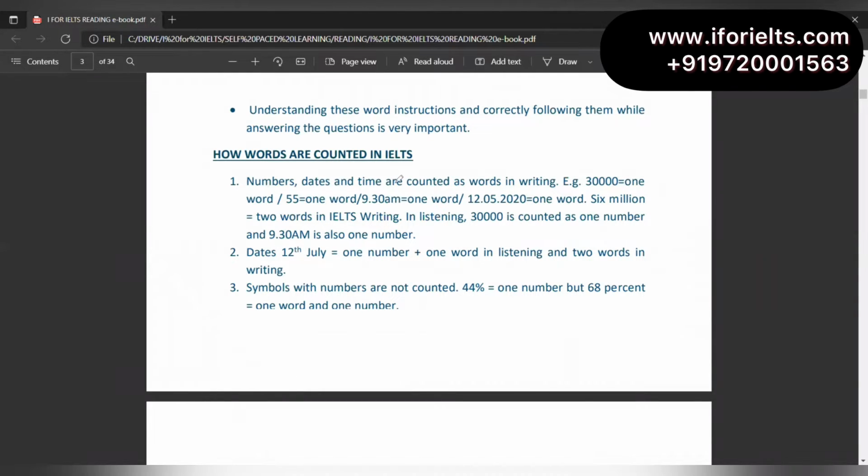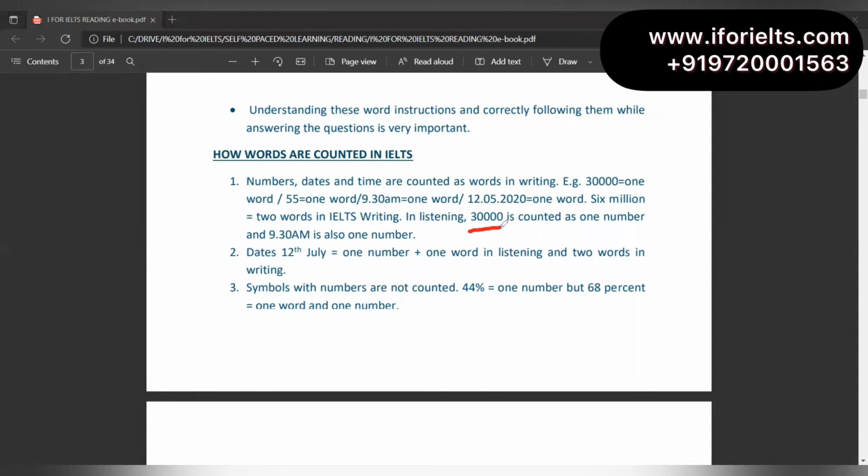Numbers, dates, and time are counted as words in writing. For example, 3,400 is one word. 5 is one word. 9:30 a.m. without any space in between is also counted as one word. A date which is written without any space is also counted as one word in writing. 6 space million, these are two words.